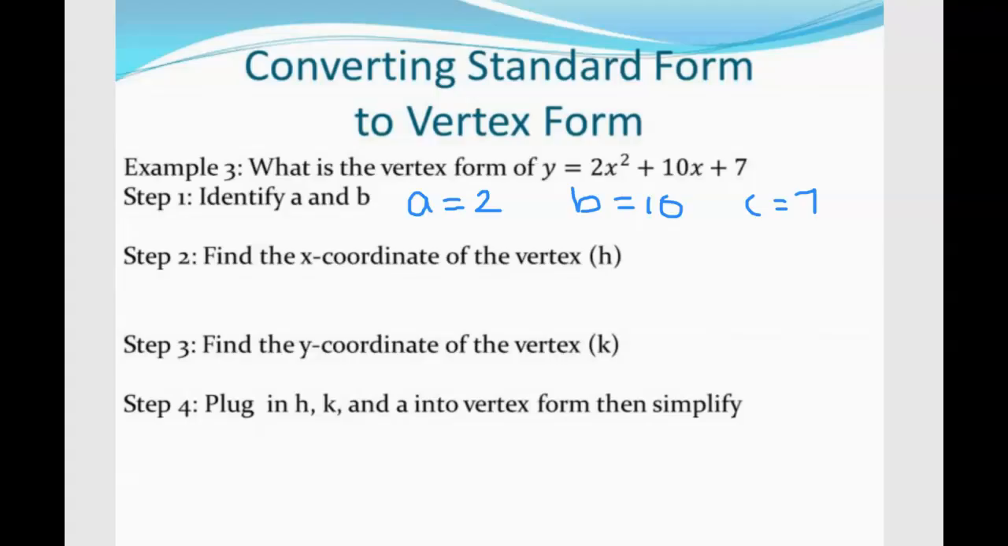Find your vertex H and K. So H is x equals -b divided by 2a. So it's negative 5/2. You have to then take that value and plug it in to the original equation.